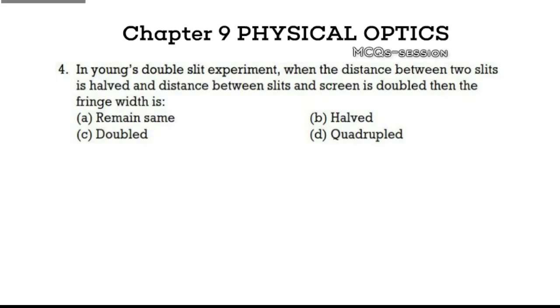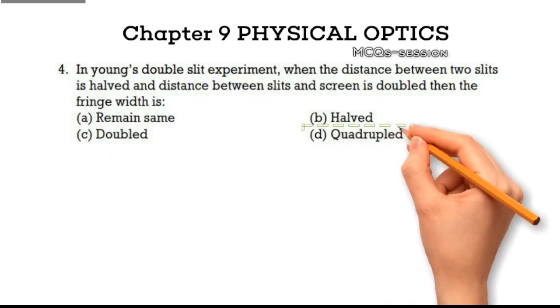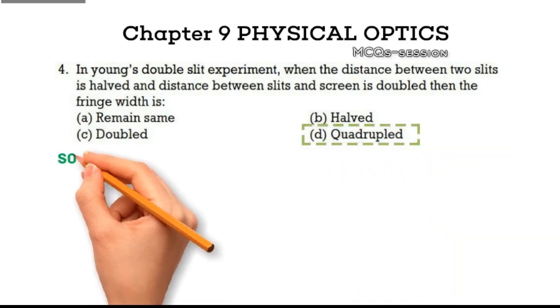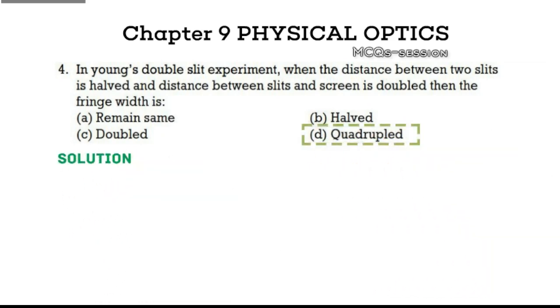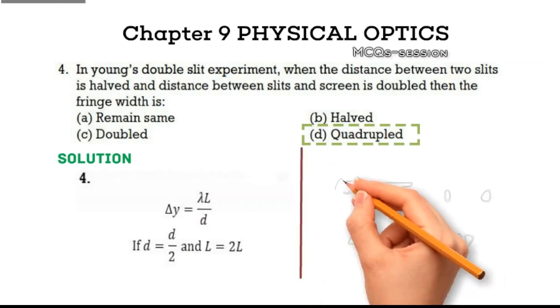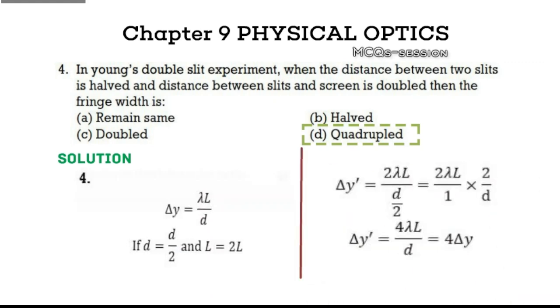Question 4. In Young's double-slit experiment, when the distance between two slits is halved and the distance between slits and screen is doubled, then the fringe width is A. Remains same, B. Halved, C. Doubled, D. Quadrupled. Correct answer, D. Quadrupled. Explanation. Fringe width depends on both slit separation and screen distance, which is given as: if the distance between two slits reduces to half and distance between slits and screen is doubled, then new fringe width will become 4 times.